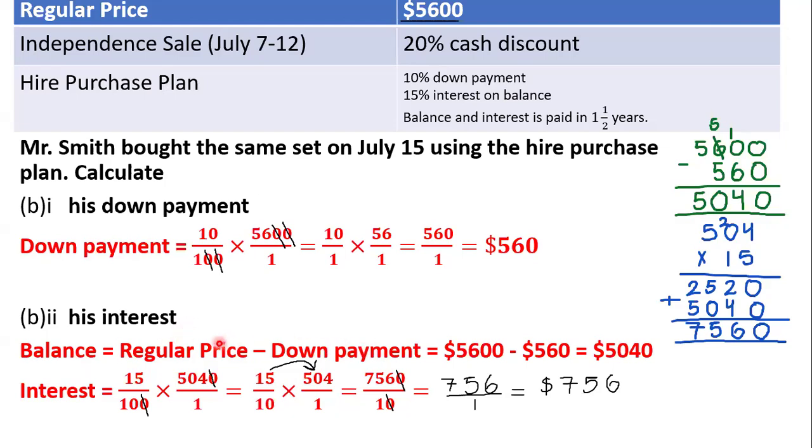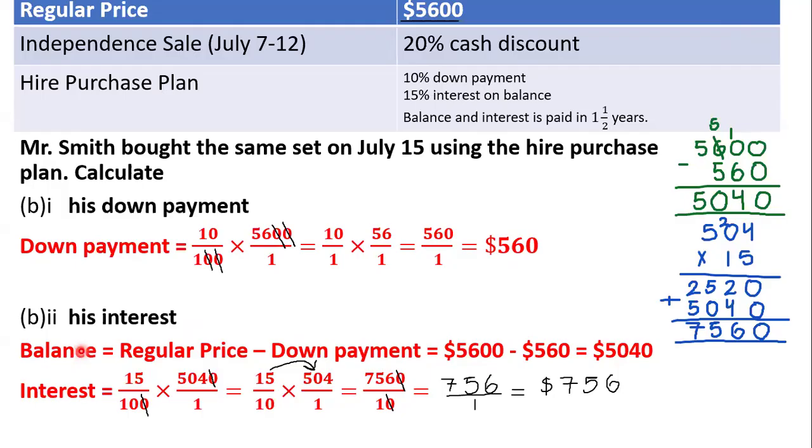Very good. What is the regular price? The regular price is 5,600. And what is the down payment that we got from part B? 560. Very good. Then we subtract them to get what's left, which is 5,040. So you understand how we got the balance, right? I understand now.